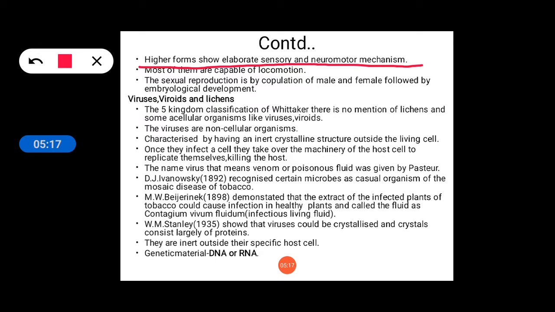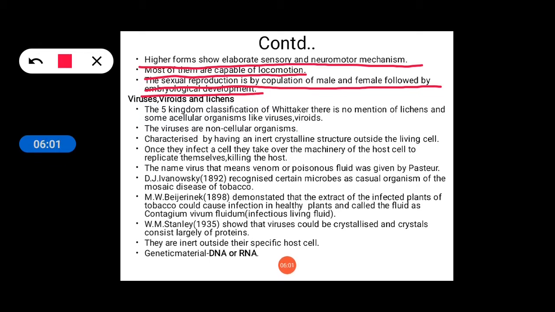And most of them are capable of locomotion. That means most of the organisms belonging to the animal kingdom can move from one place to another. The next point is that sexual reproduction is by copulation of male and female followed by embryological development. So, how does reproduction take place in the animal kingdom? It takes place by the mating of the male and female parents, and after fusion of the male and female gametes, it is followed by embryological development. After that, the embryo starts developing.